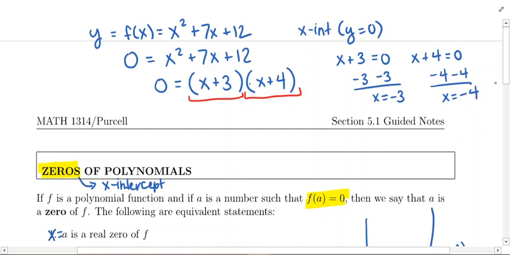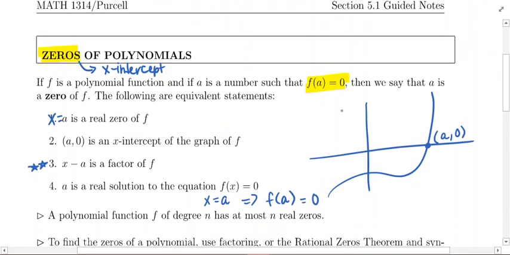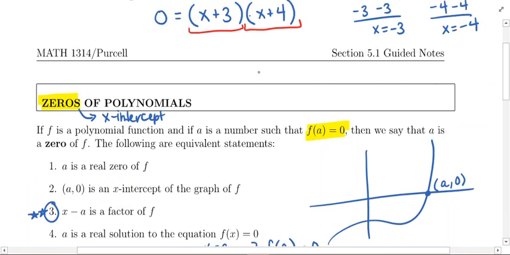So let's use this example to try to translate number 3 right here. Remember, these statements are equivalent. If x equals a is a zero or an intercept, this is what it's saying. In this particular situation, x equals negative 3 is an x-intercept.